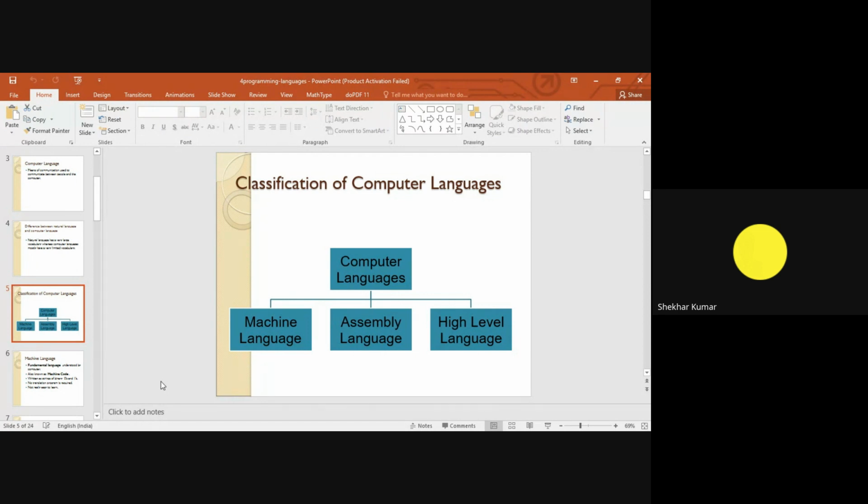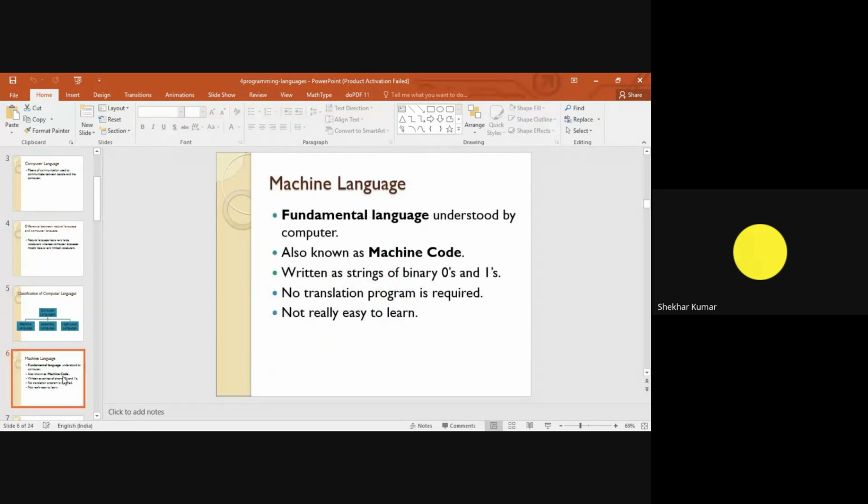First, we will discuss machine level language. It is also called the first generation of programming language. It is the lowest level programming language. Machine level language consists of only two conditions: either it can be true or it can be false. True means 1, false means 0, and that is also called binary language or binary representation.